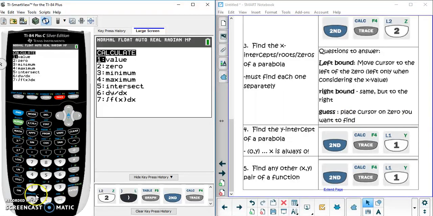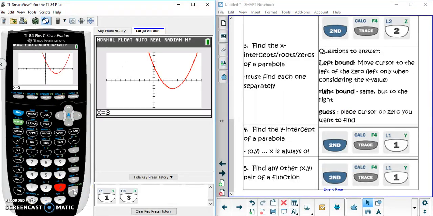So let's go see how it does that. Again, if I put in 3, last time I got a fraction, -5/2, but now it just gives it to me as a decimal.